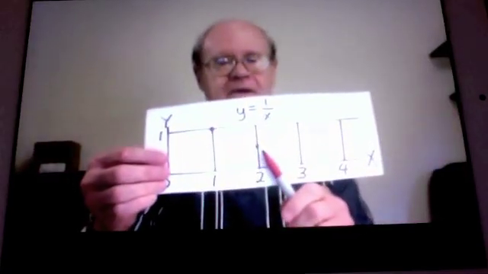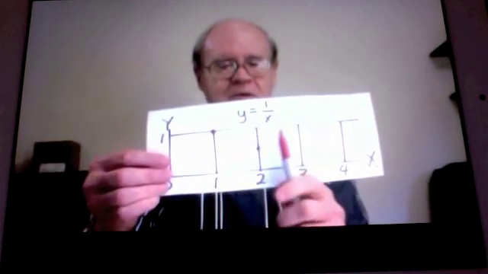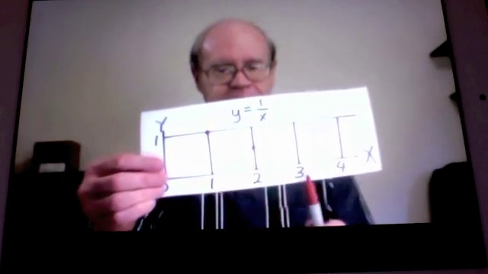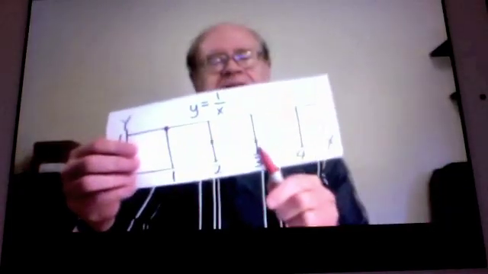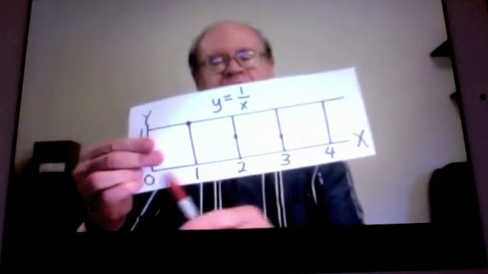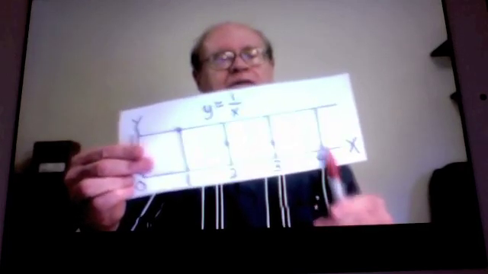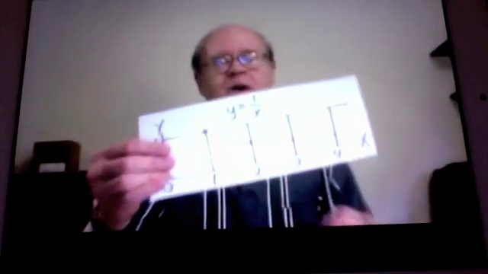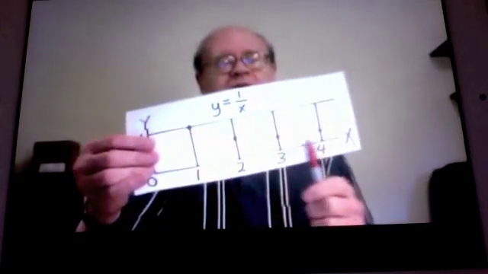That's there. When x is 3, y is 1/3, and so I go over 3, up 1/3. Not as far as going up 1/2. That's that point. And when x is 4, y is 1/4. So I go over 4, up 1/4. Again, not quite as far as going up 1/3. So I have these 4 points, each going up not as far as the previous.